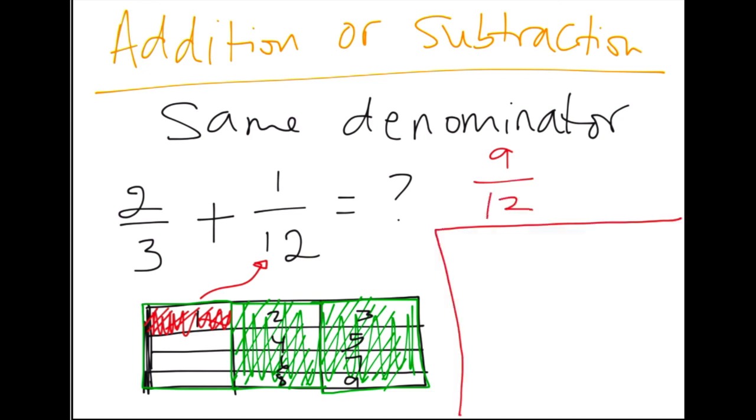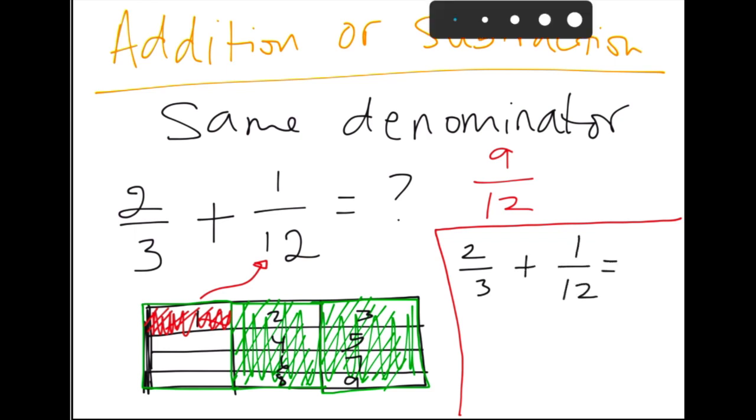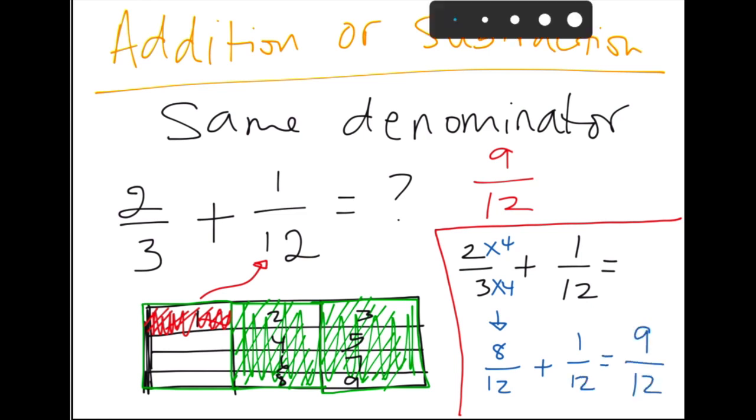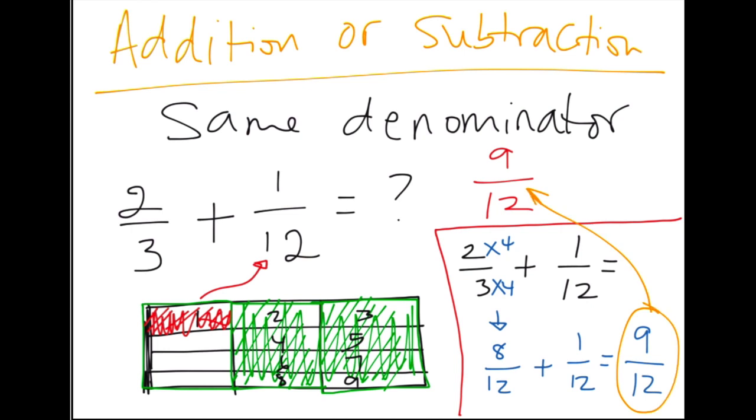Now let's try to do it the conventional way. I have 2/3 plus 1 over 12. I want to make sure I have the same denominator, but I know that 3 times 4 is 12. So if I multiply here by 4, I multiply here by 4, this will become 2 times 4 is 8. 8 over 12 plus 1 over 12, and that becomes 8 plus 1 is 9 out of 12. See, my answer is just like what I've predicted.